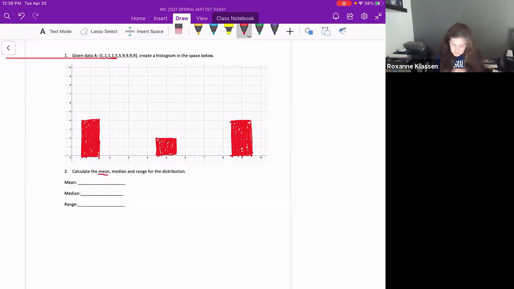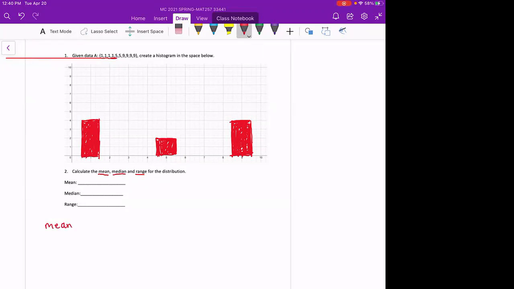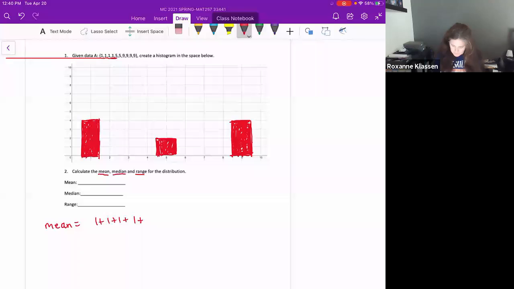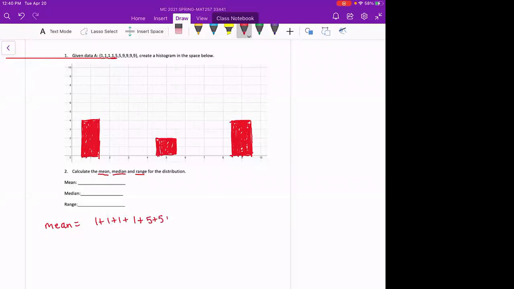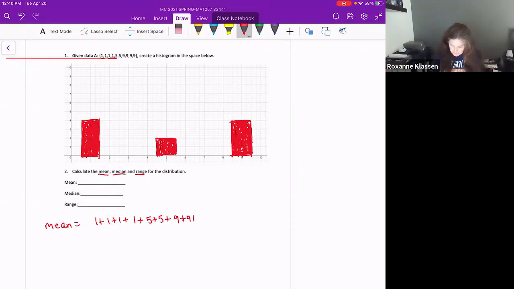And then I need to find the mean, the median, and the range. So how do we find the mean again? Adding up the numbers and then dividing by how many there are. Very nice. 1 plus 1 plus 1 plus 1 plus 5 plus 5 plus 9 plus 9 plus 9 plus 9. So there must be 10 numbers there, which is nice.